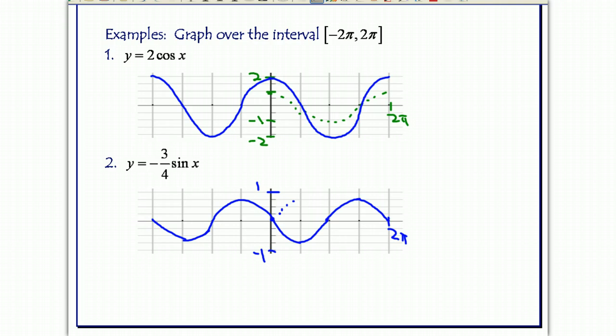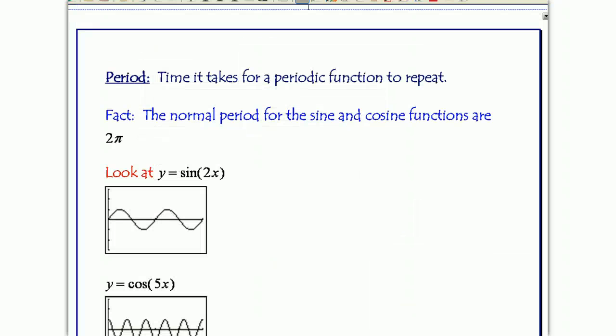So this is our idea today. What would you do with the number in front? Well, it affects the amplitude. It affects how high or how low the graph goes.